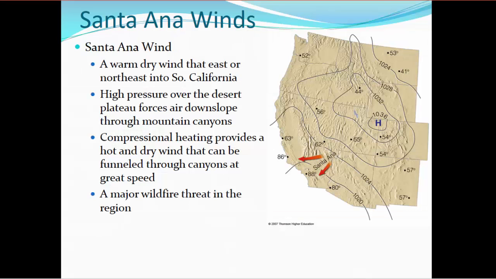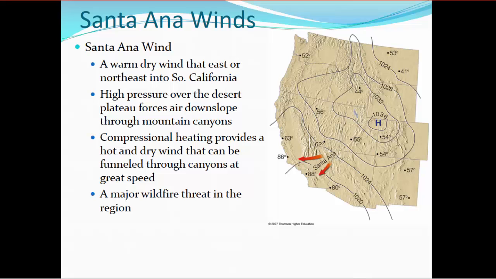The next wind is a Santa Ana wind, and the Santa Ana is really somewhere between your mesoscale and your synoptic scale. Not quite weather map size, but beginning to get there. A warm, dry wind that blows from the east or northeast into Southern California. So high pressure over the high desert of the Four Corners and Nevada creates a downslope wind that's literally forced through the mountain canyons in eastern parts of California, southeastern parts of California, the Santa Ana Canyon, and compressional heating, as that wind is forced downhill, heats that air and dries it out. As it's funneled through the canyons, it picks up speed and actually becomes a major wildfire threat to that region.